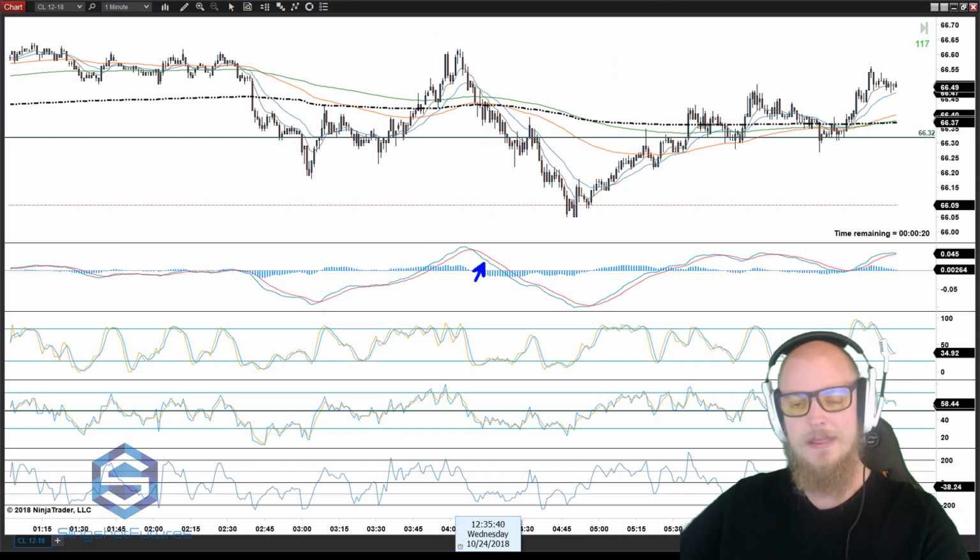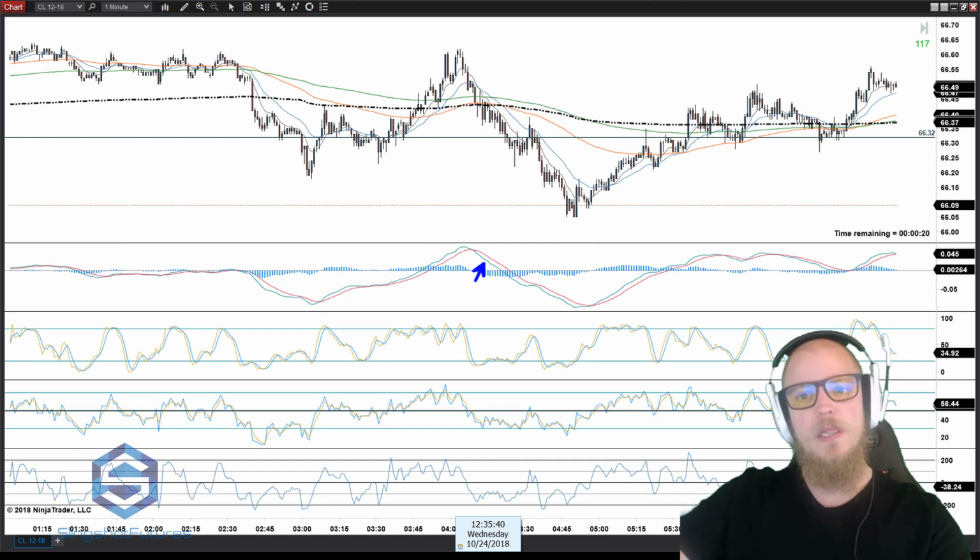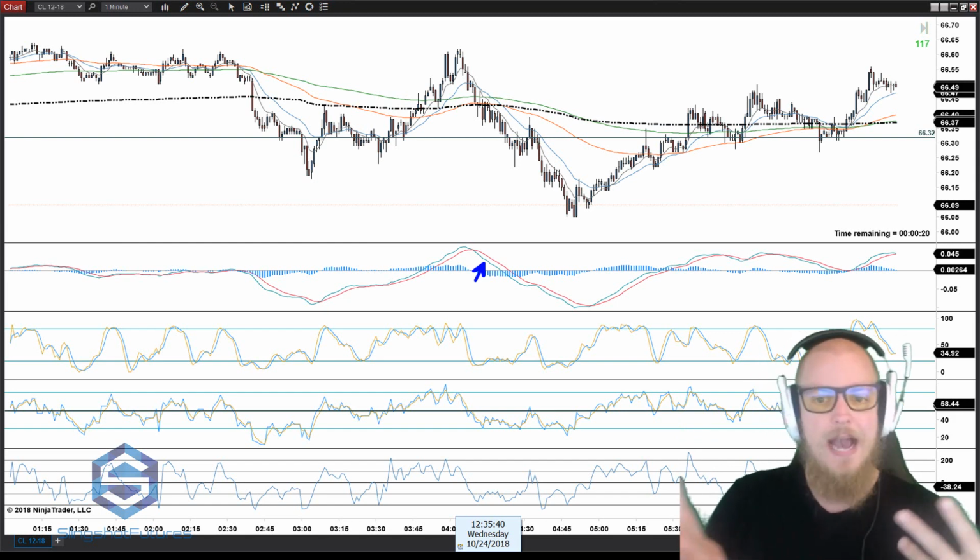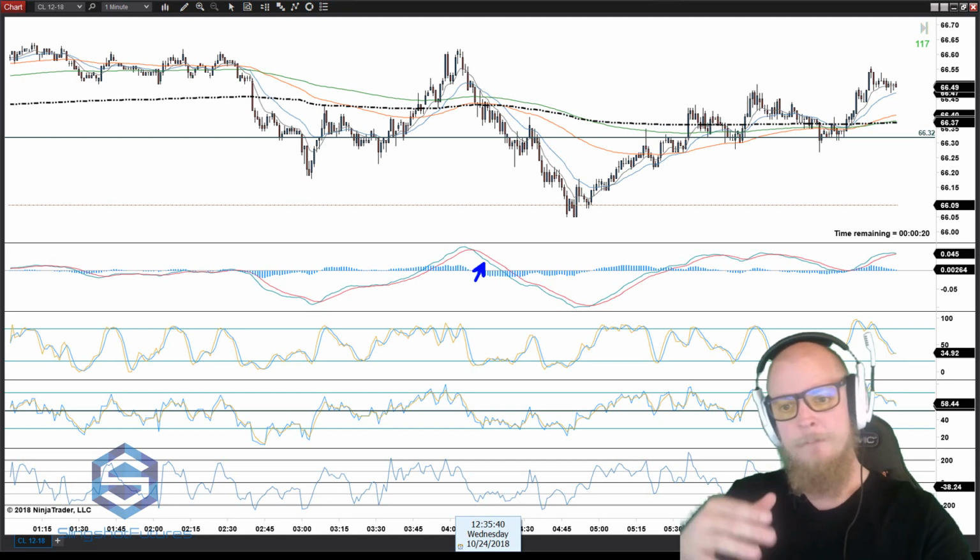In this case, I have a green and red line. But the green line is below the red line. The faster line is below the slower line, showing that we are, in fact, attempting to maintain a downtrend.